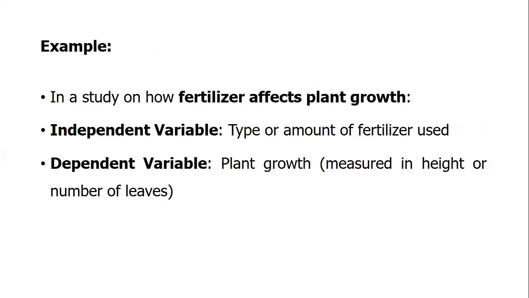For example, in a study on how fertilizer affects plant growth, independent variable: type or amount of fertilizer used; dependent variable: plant growth, measured in height or number of leaves.